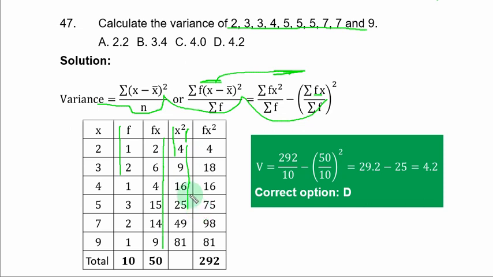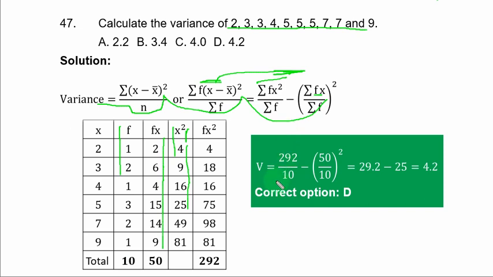So we are interested in the sum of F. You add it, you get 10. Sum of Fs, you have 50. Sum of Fs squared, you have 294. So we are going by this formula. So sum of Fs squared is 292.